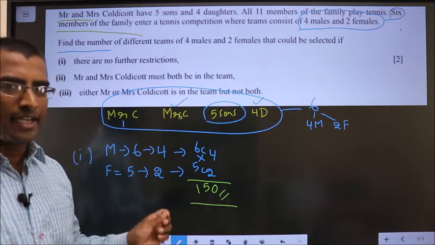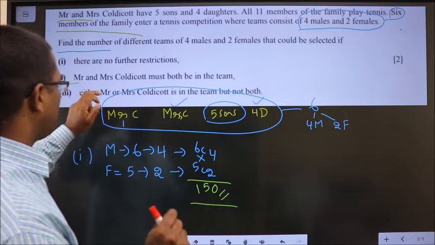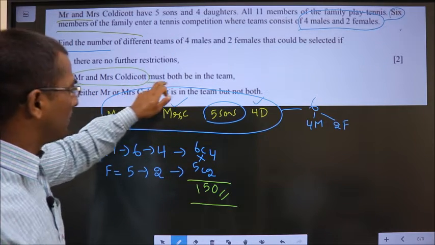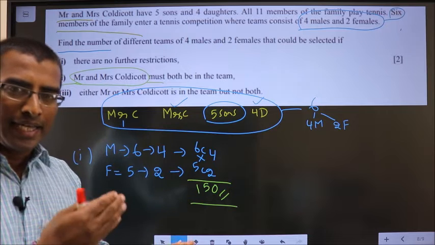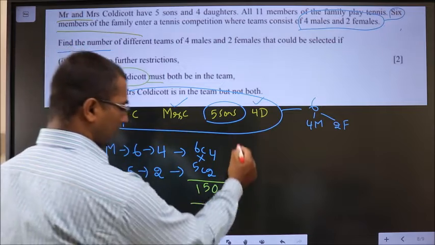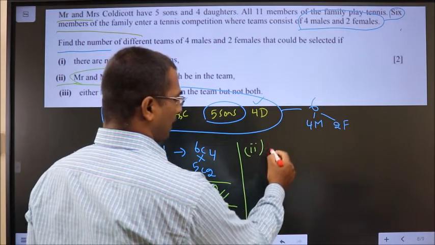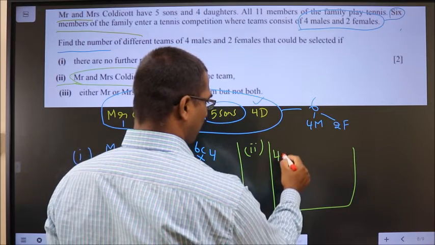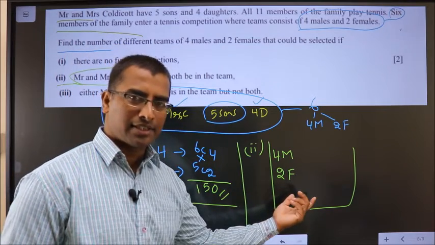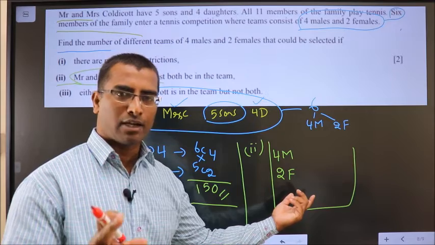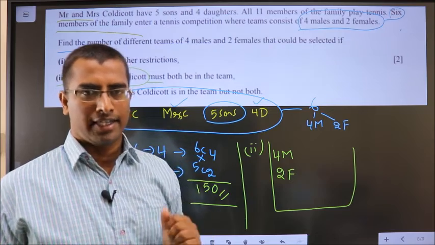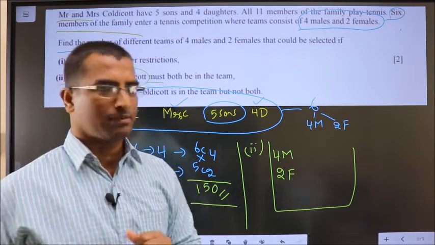Okay. Now second bit. Mr. and Miss Caldecott must both be in the team. These two should be present in the team. Clear? At any time, Mr. and Miss Caldecott should be present in the team. Clear? Let us see. Now, I need to select 4 males and 2 females. Now, the condition is in this selection, Mr. and Miss Caldecott have to be present. That can only happen if I take them and place them in my selection. Clear? I take them and put them in my selection.